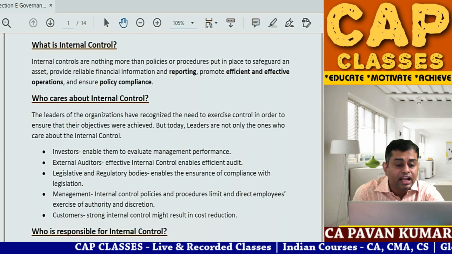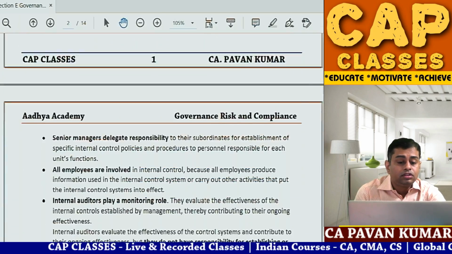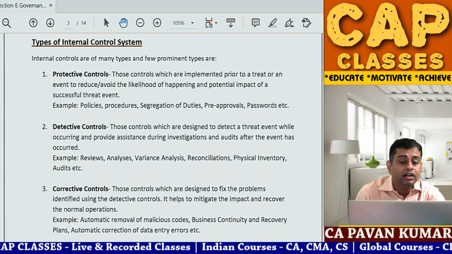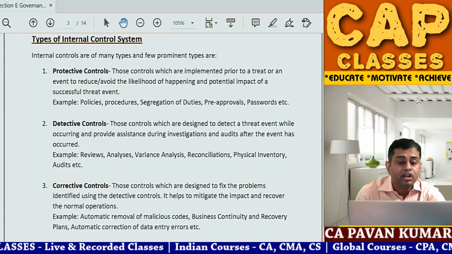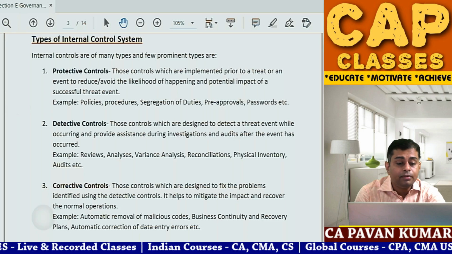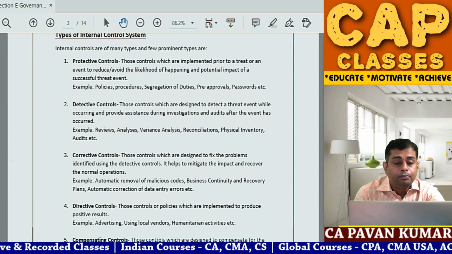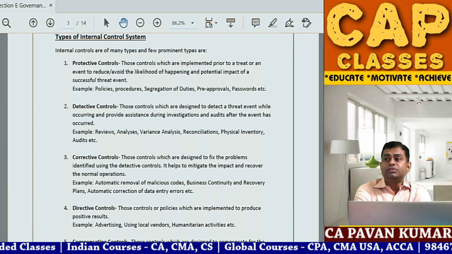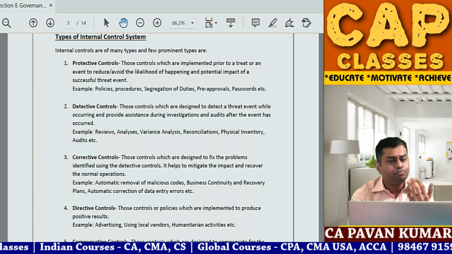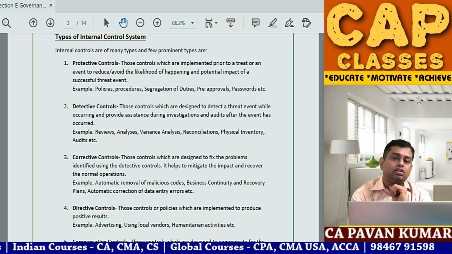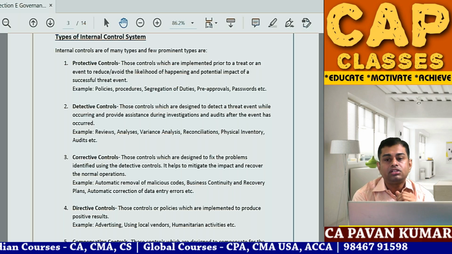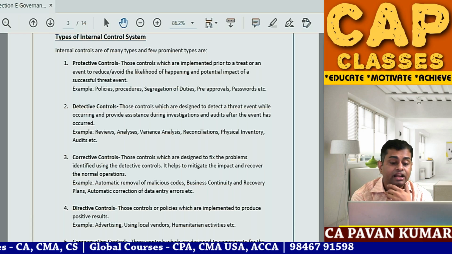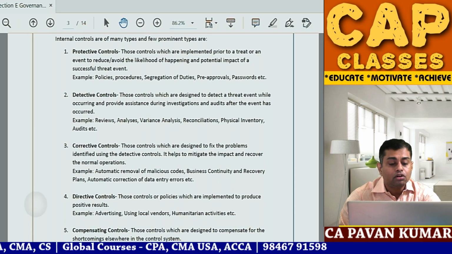Now, the material I have prepared. So what is control? All these things I have given. Then here, page number 3, types of internal controls. Can you see? Preventive controls, or these are also known as protective. Preventive is the correct word. Protective also you can use, but preventive controls. Preventive controls, detective controls, corrective controls, directive controls, compensating controls.